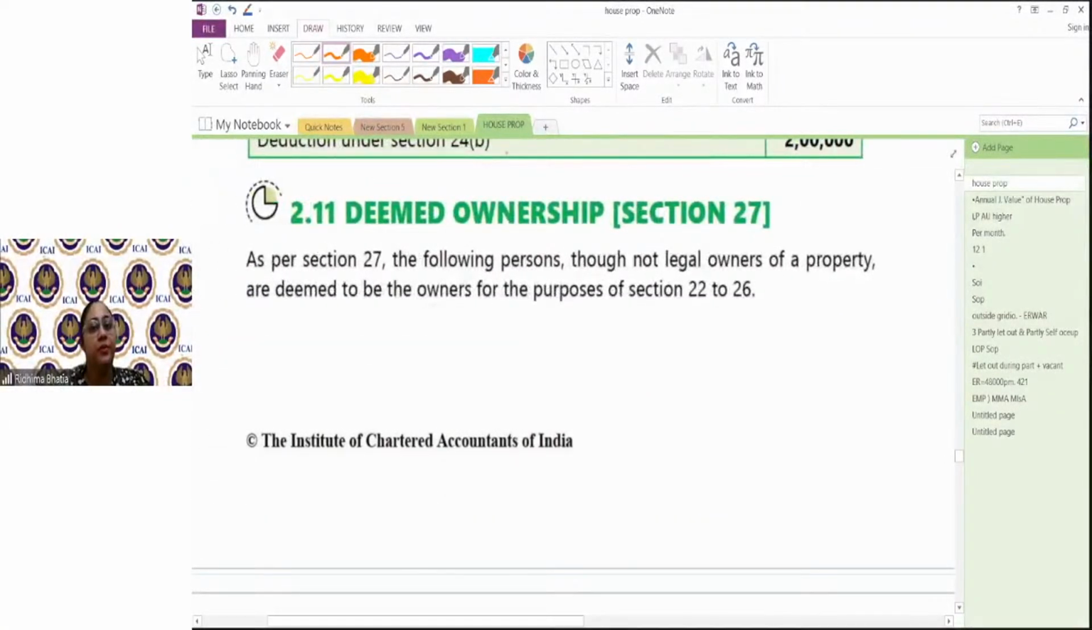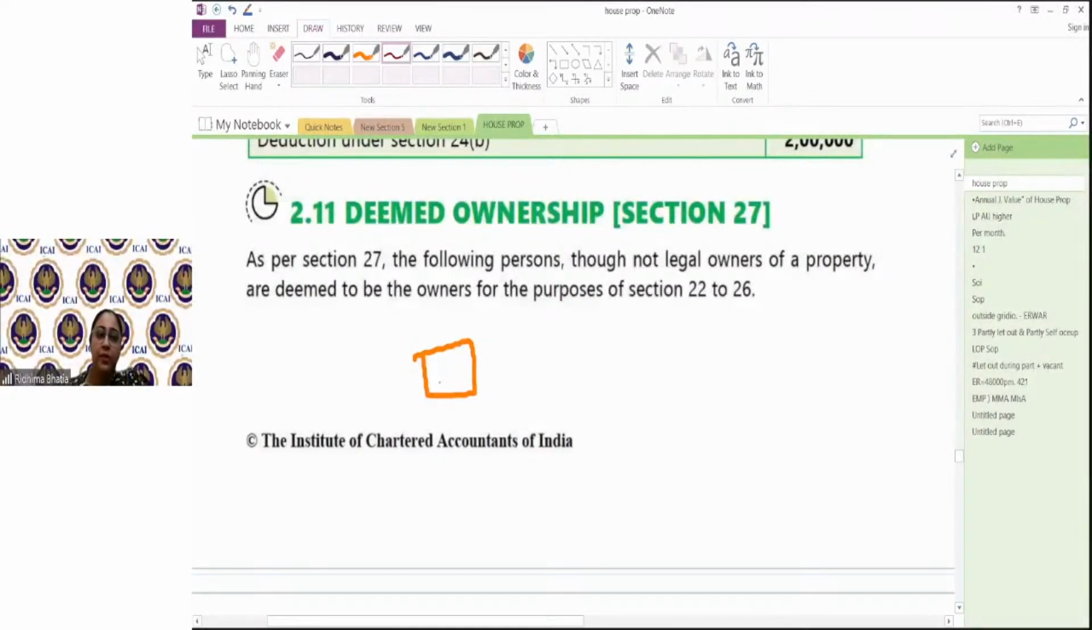So deemed ownership, remember, ownership is the criteria to charge income from house property, correct? But deemed ownership में क्या होगा? Legal title किसी और के पास होगा. The legal title is with someone else, but due to the provisions of section 27, which is deemed ownership, another person would be considered to have the ownership, and he would offer the income from house property under his return.